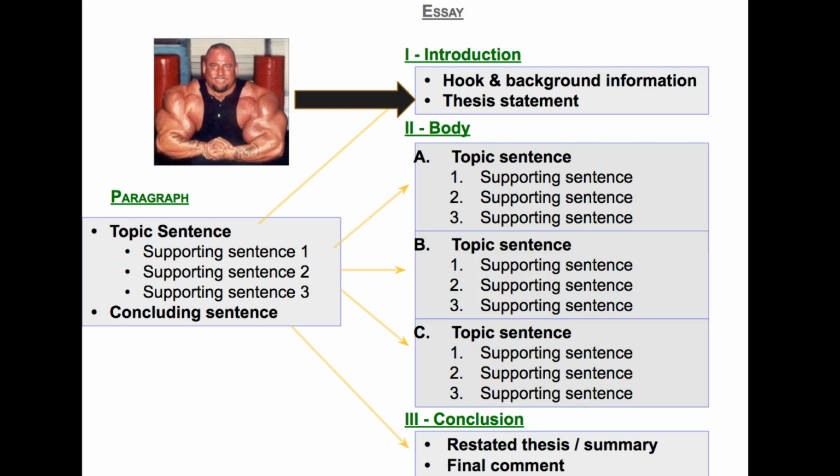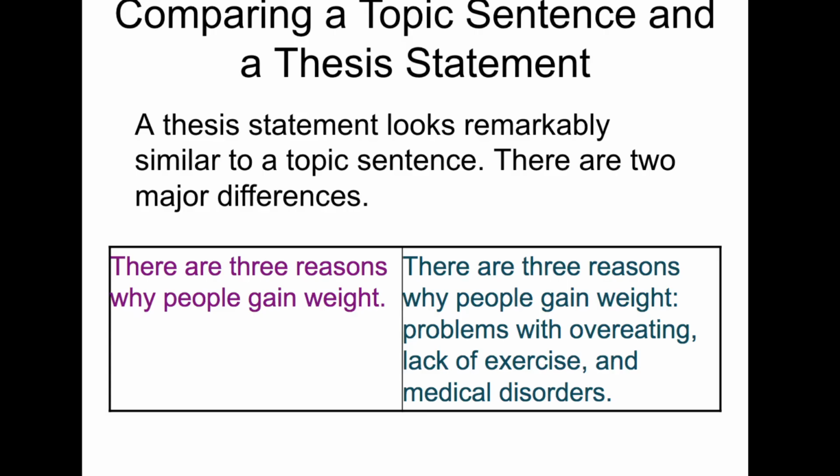So let's take a moment and actually compare a topic sentence and a thesis statement. Well, firstly, a thesis statement does look remarkably similar to a topic sentence, but there are two major differences. So if we have a look here, the one on the left is a topic sentence for a paragraph. The one on the right is a thesis statement.